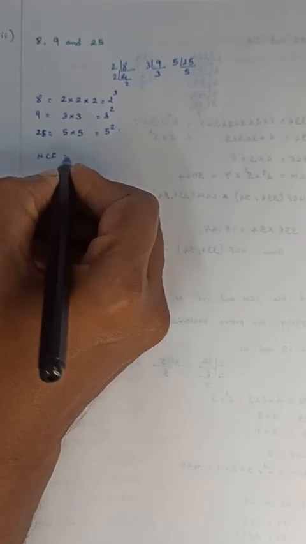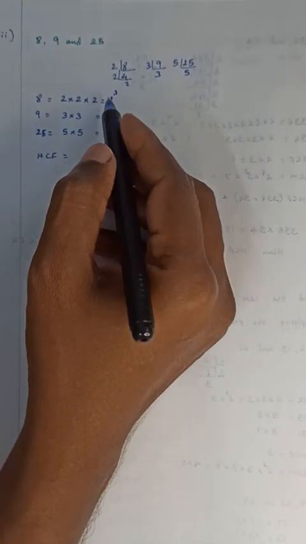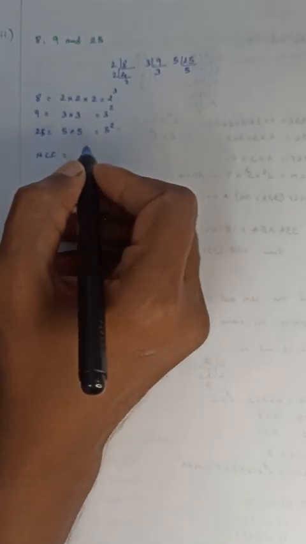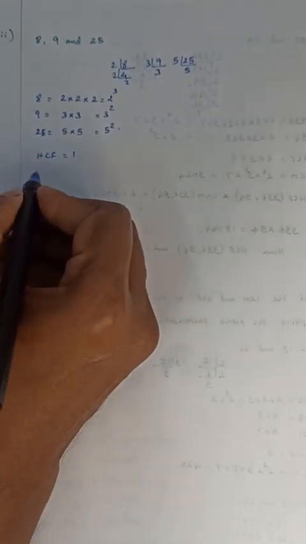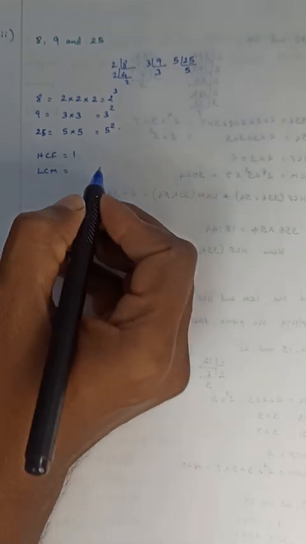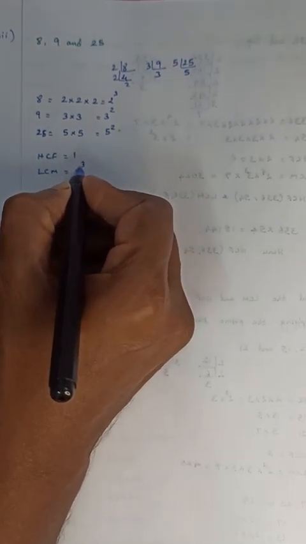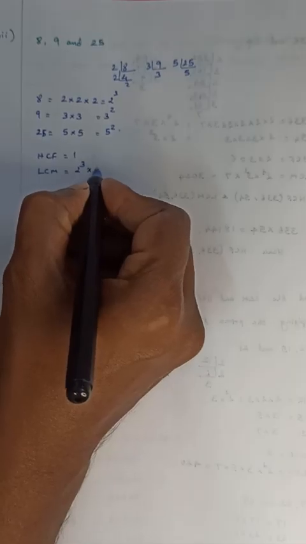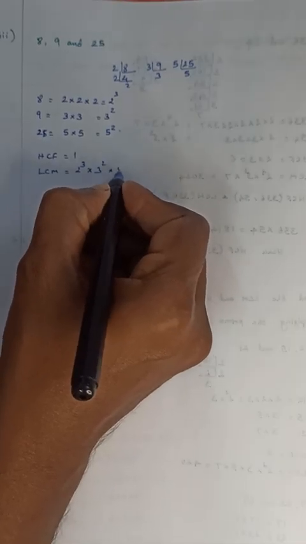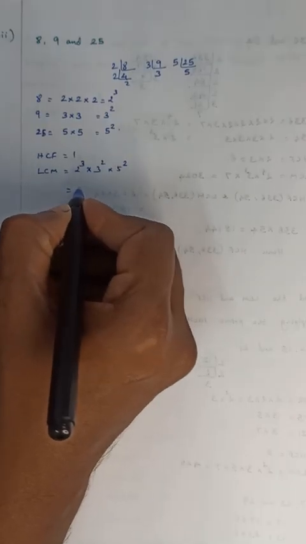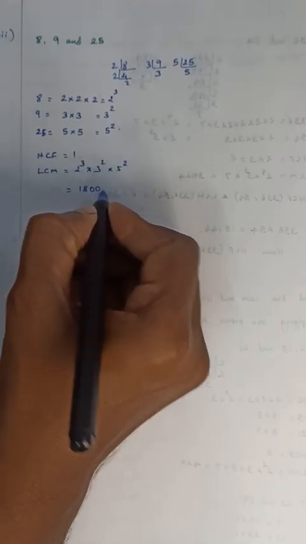HCF of 8, 9 and 25 is, there is no common factor, but 1 is the common factor, right? So we can write it as 1, and LCM equal to 2 power 3 into 3 power 2 into 5 power 2, the highest powers. When we multiply, we get 1800.